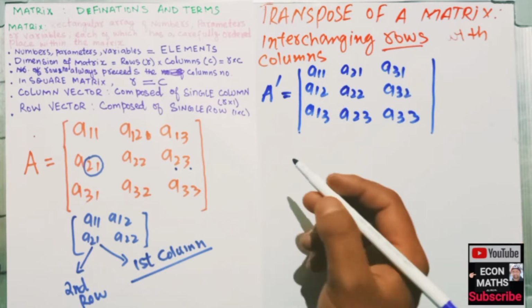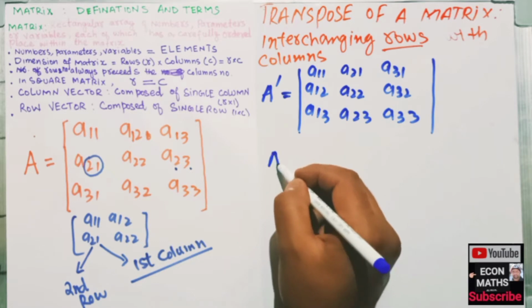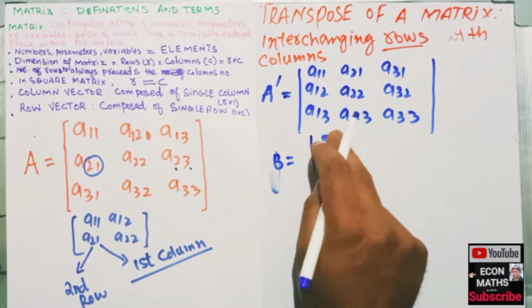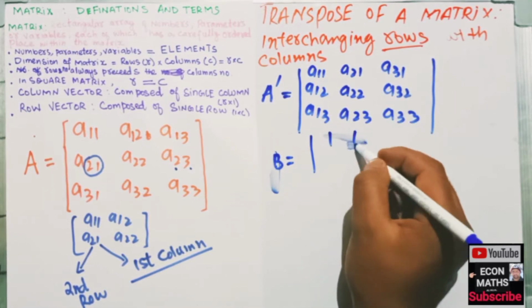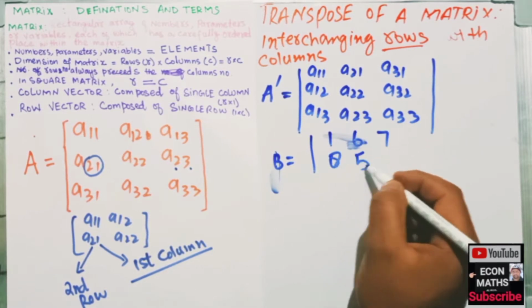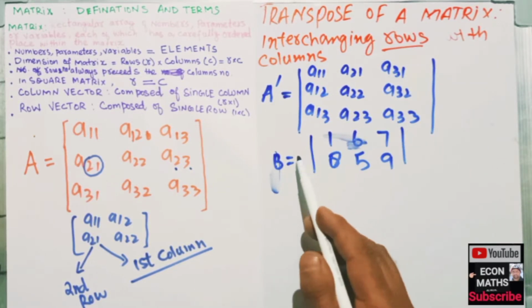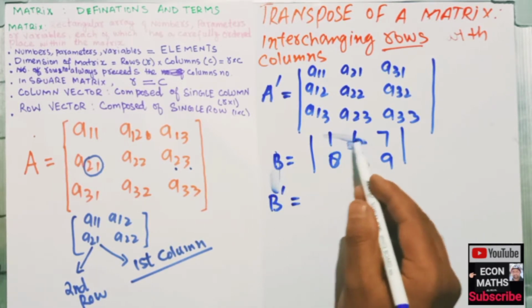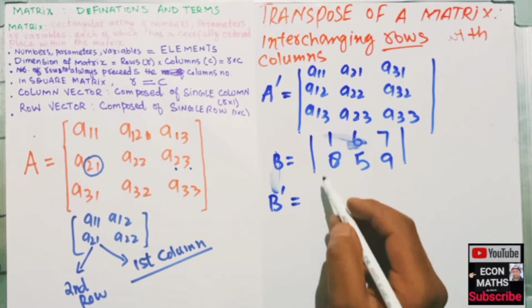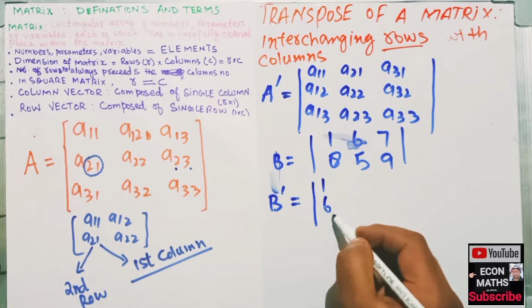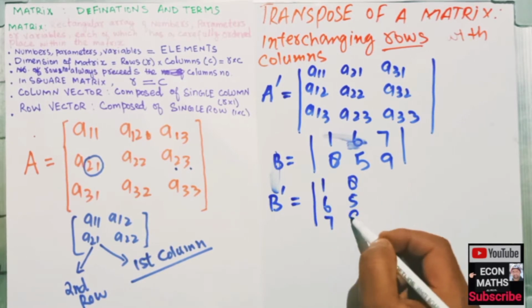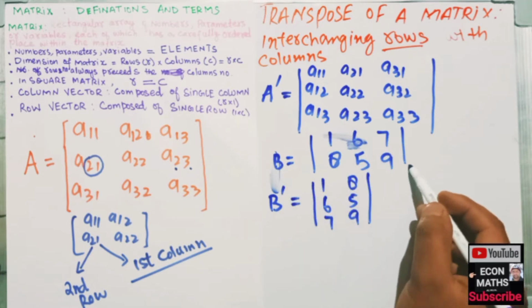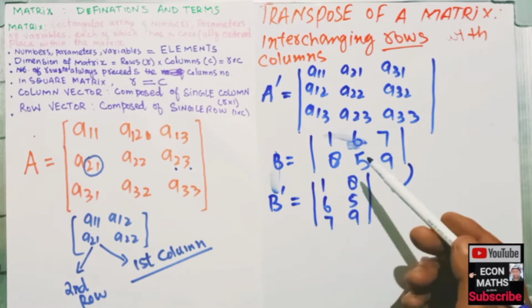If I have an example, let us say I have B is a matrix like 1, 4, 1, 6, 7, 8, 5, 9. Now the transpose of this matrix is denoted by B dash. Here I will transpose the rows with columns. So here this will become 1, 6, 7, and 8, 5, 9. So the transpose of this matrix B is this. I have interchanged rows with columns.